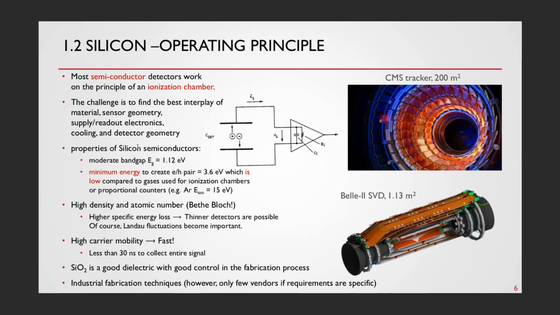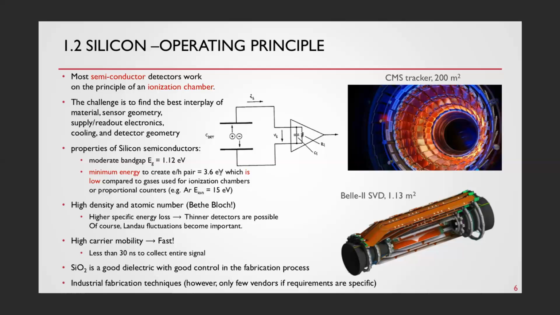Silicon is the material of choice for most semiconductor detectors because it is comparably cheap, easy to handle, and we have the most experience with it. It has a moderate band gap between the valence and the conduction band of 1.12 electron volts. The minimum energy to create an electron-hole pair is only 3.6 electron volts. That's very low compared to gases that are used in ionization chambers. We talk about 15 to 25 electron volts for an electron-ion pair on average. So 3.6 is an order of magnitude less.